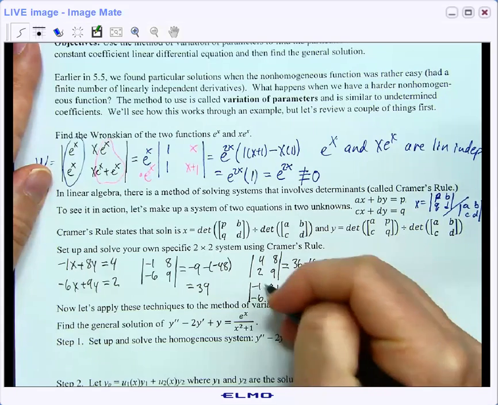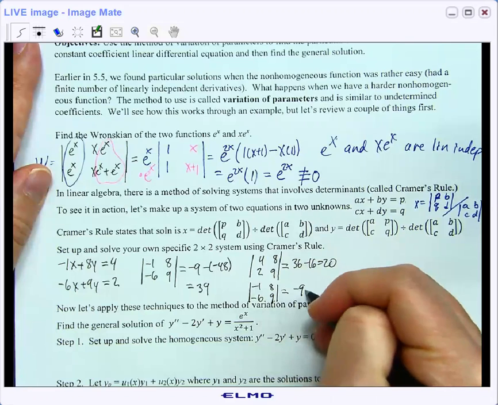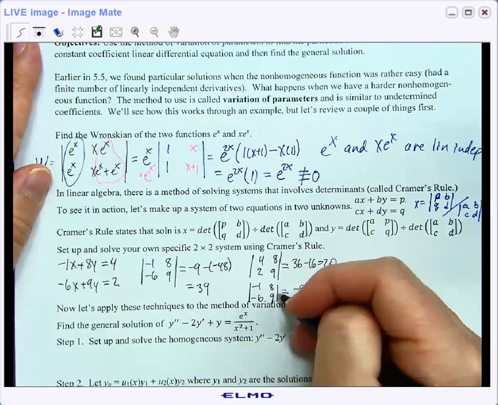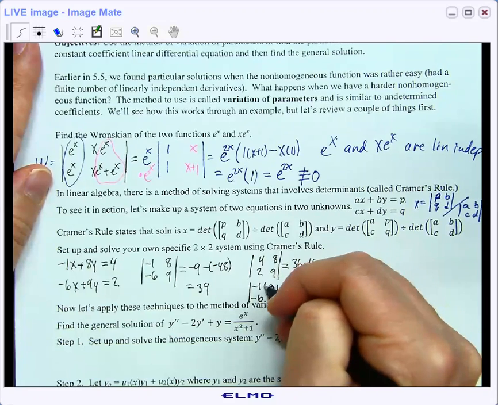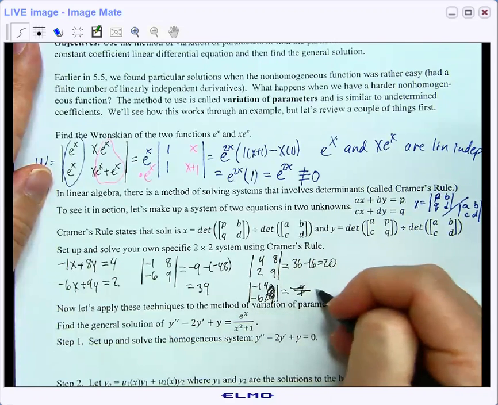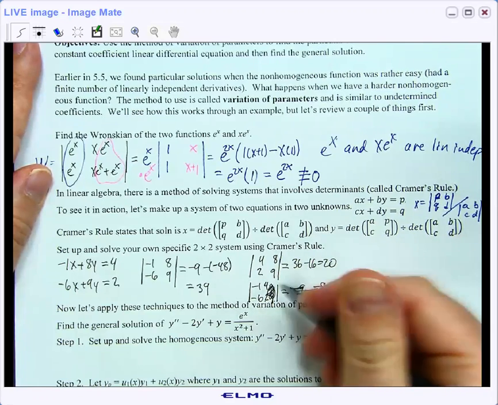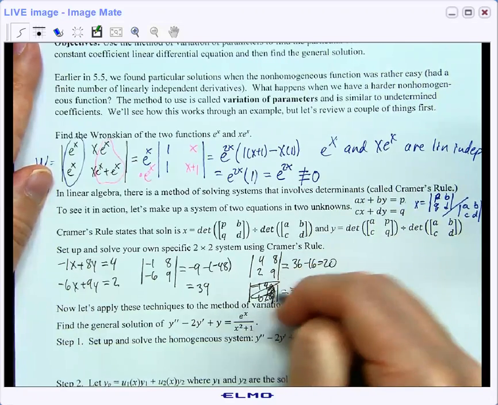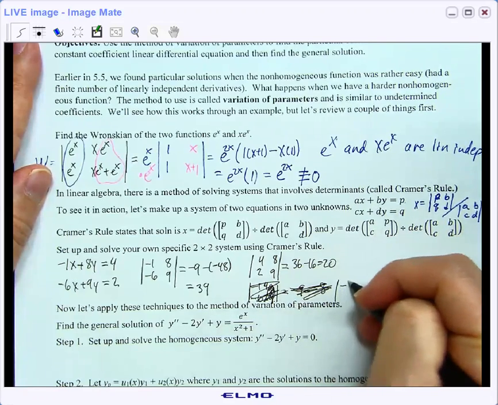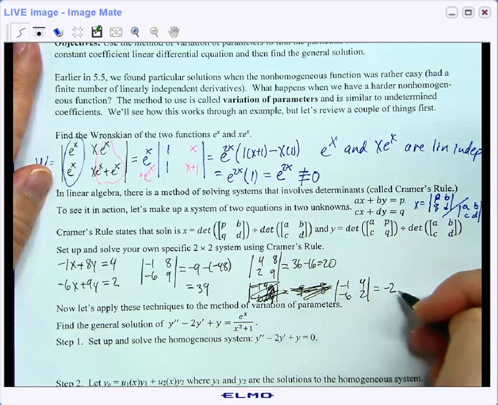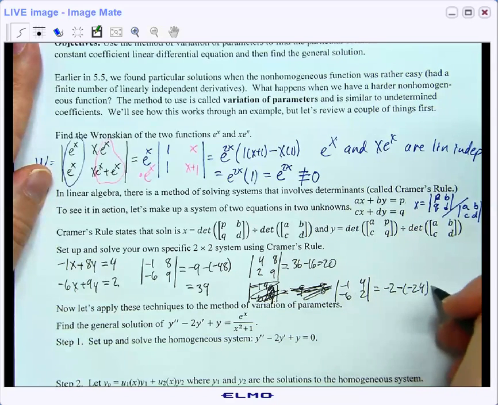our determinant will be negative 9 minus, I just put those in the wrong spot. So, whoops, 4 and 2 in place of the y. So we're going to have negative 8 minus, I'm sorry, I screwed up. So let me rewrite that over here. Negative 1, negative 6, and 4, 2. So we'll have negative 2 minus negative 24, which works out to be 22.